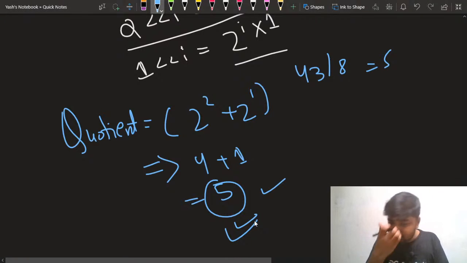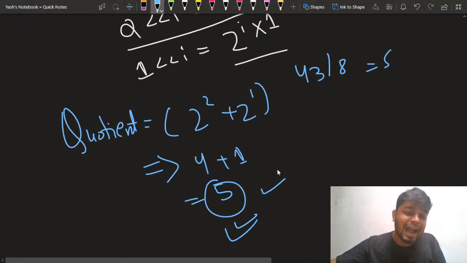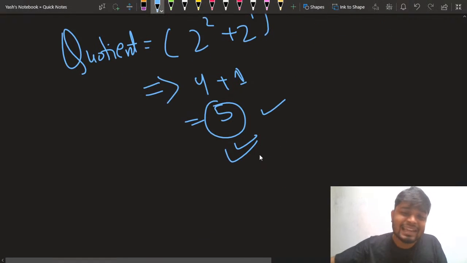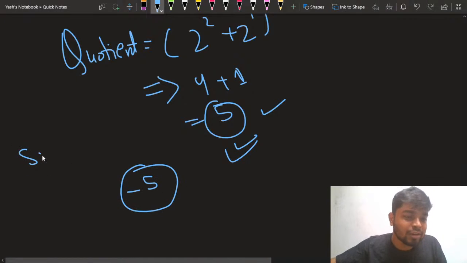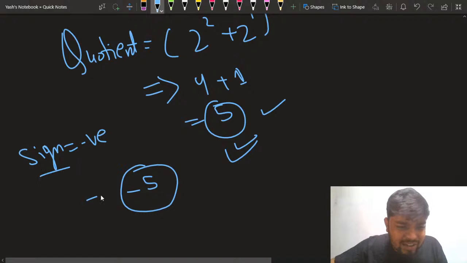Does everyone agree on this? Is everyone clear with this part? Also, apart from this, in the end you will be returning -1 because the sign was initially negative. The sign for this test case was negative, so that is why you will simply return -5 in the end.